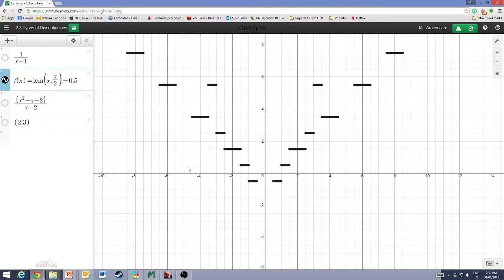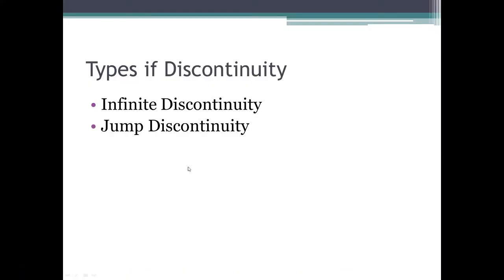The last type of discontinuity is what's called a removable discontinuity. A removable discontinuity looks like this.